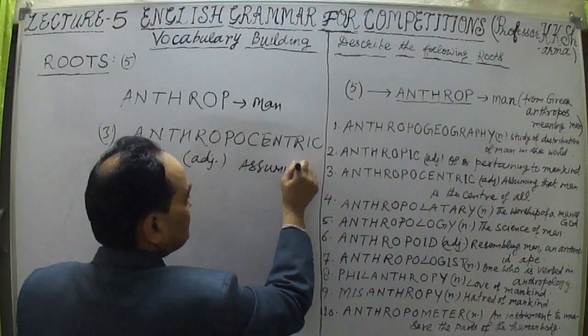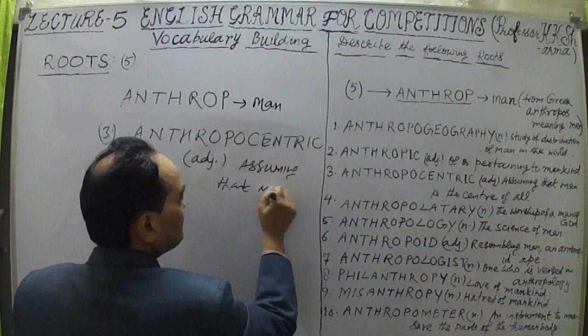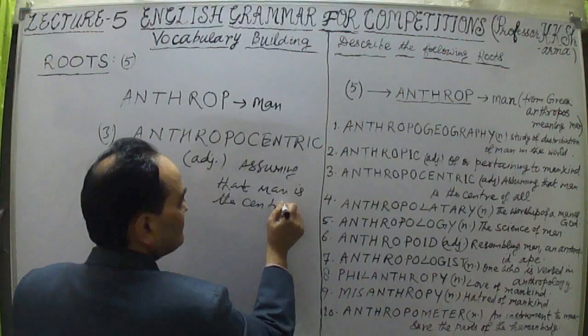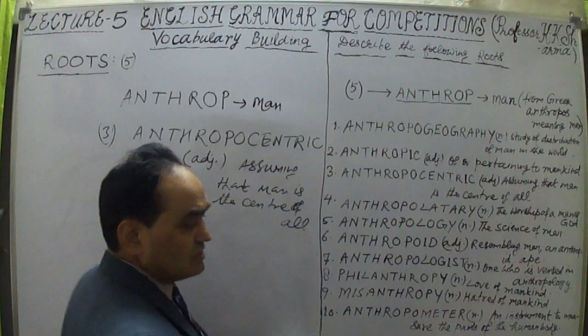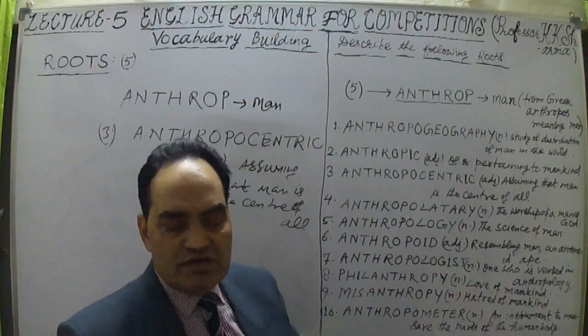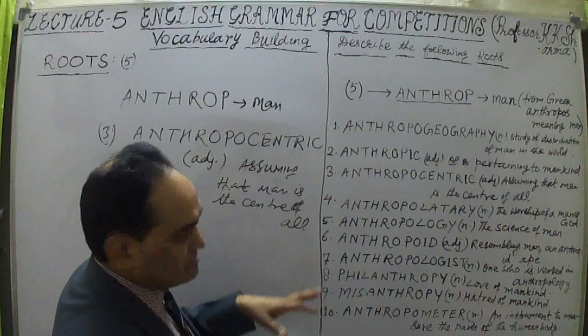The meaning of this is assuming that man is the center of all. Anthropocentric: the center is the human, of everything. Man is the center, right? So, assuming that man is the center of all, anthropocentric. Let me take now the fourth one.